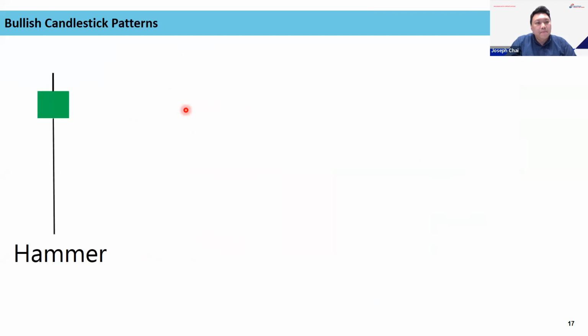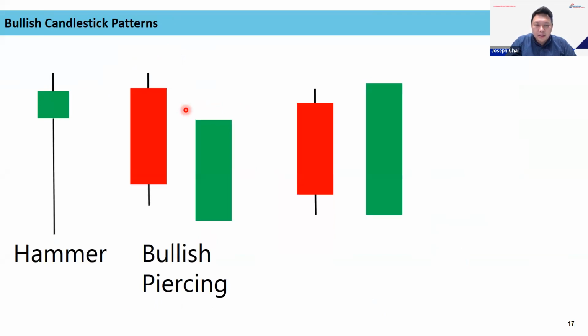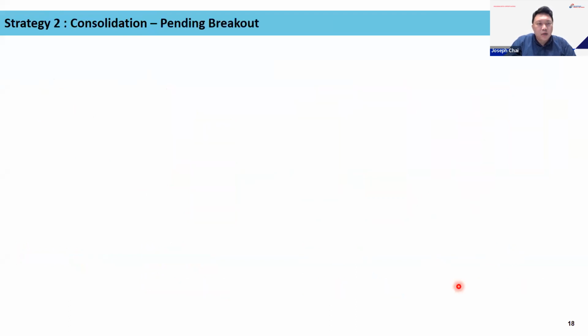Basically, when you look at the bottom of the chart, it should show something like a hammer, something like a bullish piercing, and then this is one of the most powerful patterns, the bullish engulfing. And another one is called the bullish marubozu, right? By remembering all these 4 patterns, you can catch the market bottom quite easily, right? So those are the 4 patterns that I want to share with you tonight.